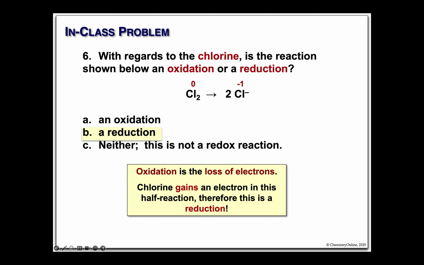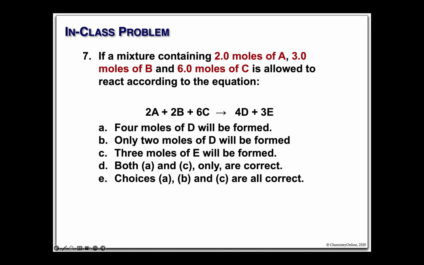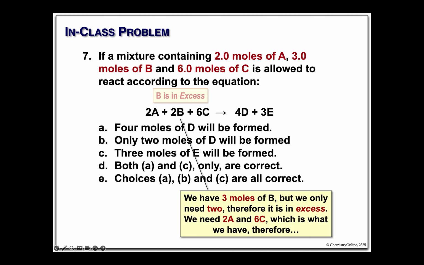Number 7. Okay, this is a hypothetical reaction. We're taking 2 A's, 2 B's, 6 C's, making 4 D's and 3 E's. We are given 2 A's, that's what we need. 3 B's, we only need 2. 6 C's. That puts the B in excess, doesn't it? The limiting reactants are going to be A and C. So basically, this is going to go just as written.